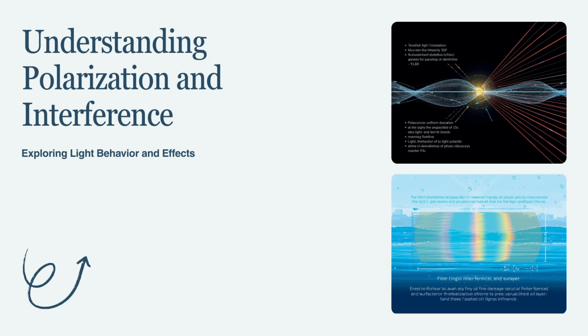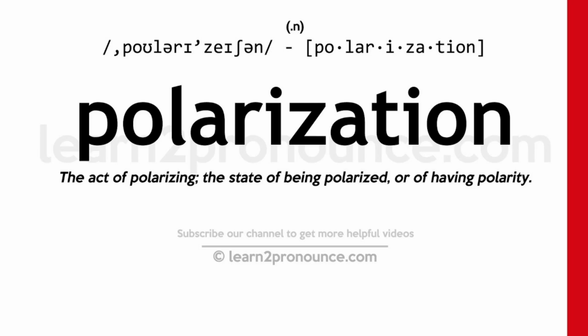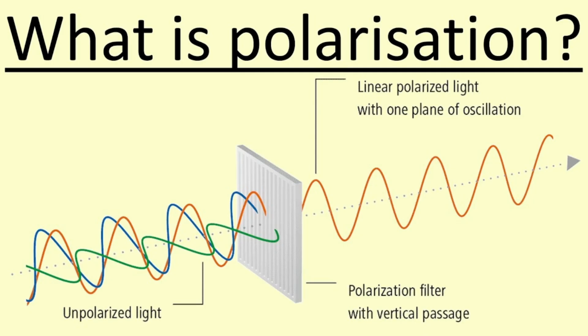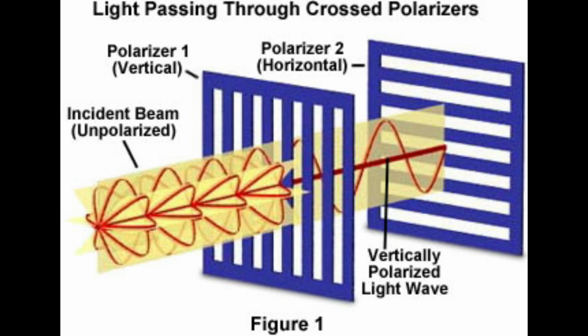Now I guess it's time to talk about light itself. Firstly, we need to understand what polarization is. Polarization is a fundamental property of light waves that describes the orientation of their oscillations. In simple terms, polarization is the filtering of light waves. So it filters the light waves to make them vibrate in a specific direction.